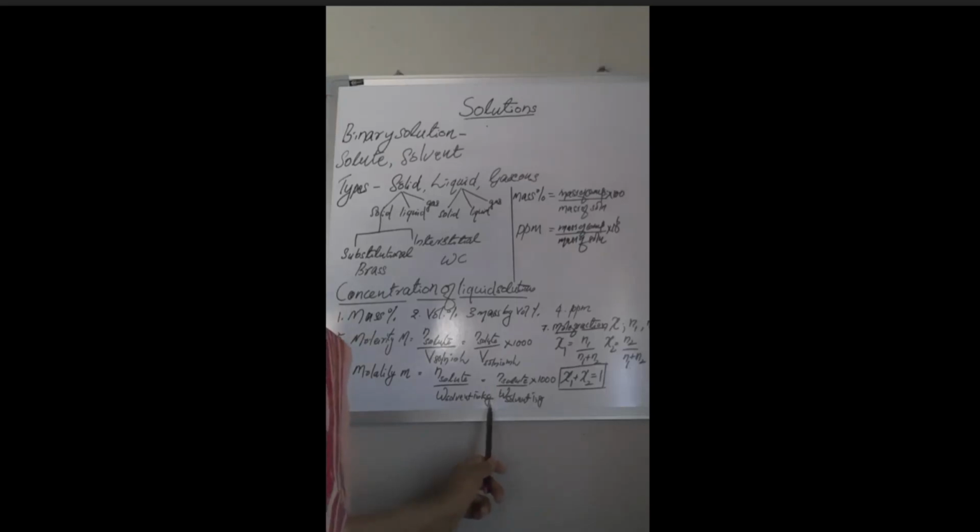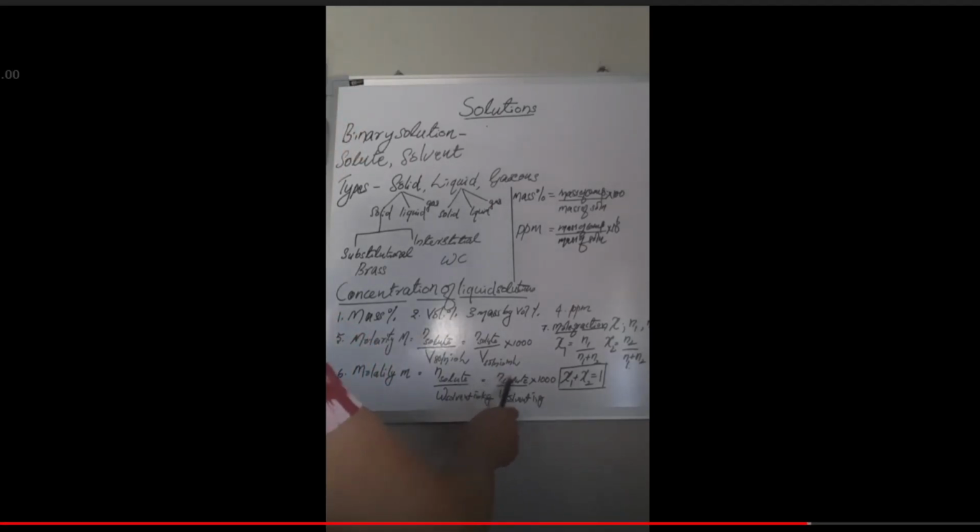And this is one major difference between molarity and molality. Molarity varies with temperature, while molality is independent of temperature.